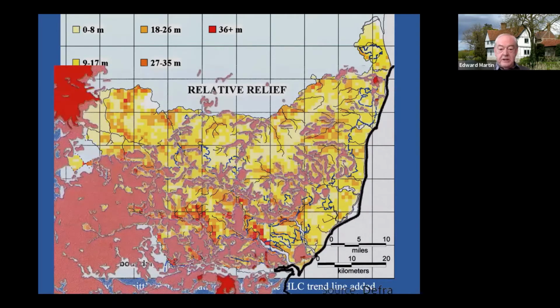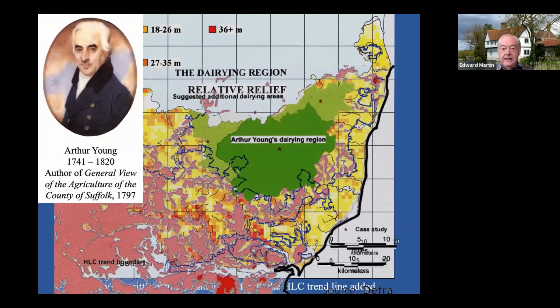And if you look at this, this is the soil grading again, and you can see that the high quality grade 1 or grade 2 land is to the south, where you do have slopes. Where you have the worst flat lands, you have the lower quality land. And it fits in with what we know, that if you have poorly drained land, you can grow grass. Therefore, you can have cows and you can have dairying. And this is Arthur Young's dairying region of Suffolk showing up in that area.